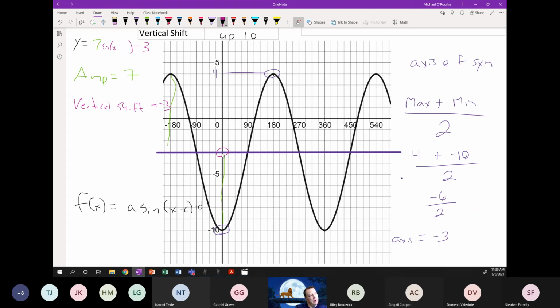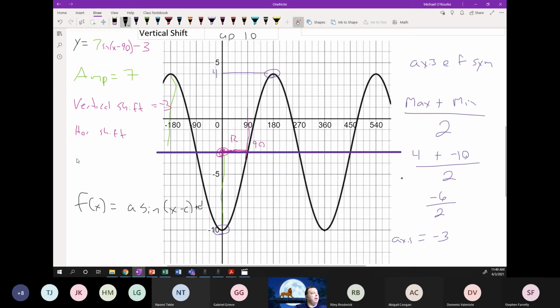Now for this part here, what I do is I go to my starting point and I go over until I hit where it goes up. So this here shifted right 90 degrees. So in this bracket it's going to be -90. Does that make sense to everyone, how I did the horizontal shift there? I just went here and I went over until it started to go up. That would be one proper formula for this.